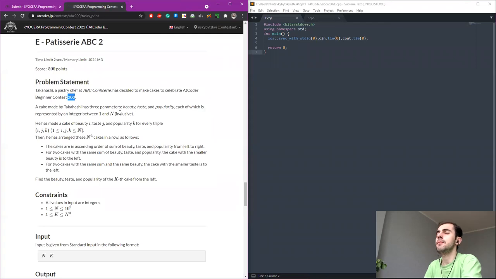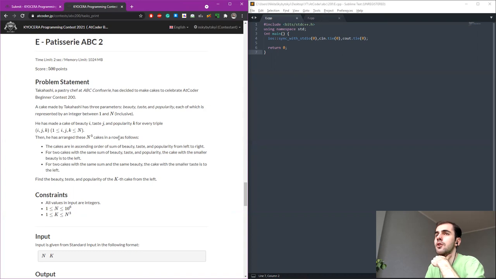So a cake made by Takahashi has three parameters: beauty, taste, and popularity, each of which is represented by an integer between 1 and n inclusive. Okay. So he has made a cake of beauty i, taste j, and popularity k for every triple ijk. Whoa, that's insane. He can make so many cakes that we can't ever eat them. Because n is up to 10 to the 6th, he made n cubed cakes.